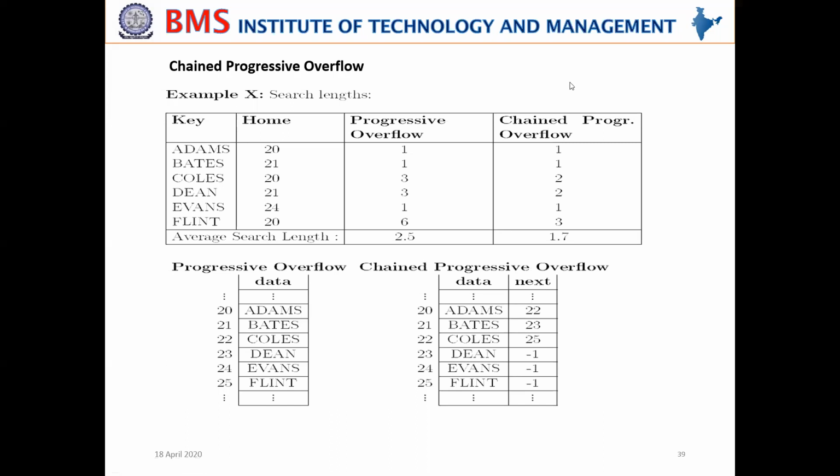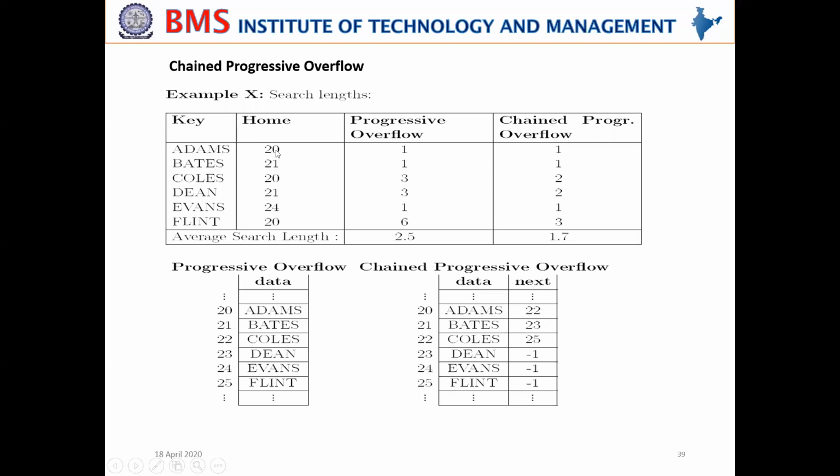So now coming here, in case of a chained progressive overflow, here we have Adams, address 20. I'll go to 20 and store Adams here. Here I have two fields. In one column I'm going to store my actual records, and in the second one I'm going to store the pointers, which indicate where the next record is stored. I'll be storing the actual data in the first column, and the second one stores the pointer field where the next record is being stored. Initially, all the pointers in this next column will be initialized to -1, indicating that they are not pointing anywhere.